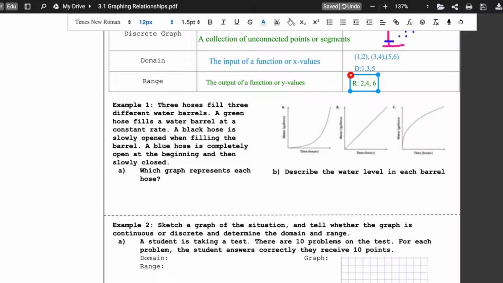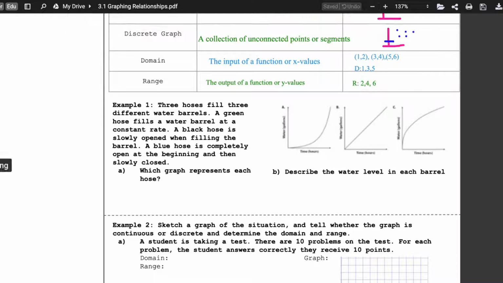So in this problem, we're just going to jump to an example. And we have 3 hoses that fill 3 different water barrels. A green hose fills a water barrel at a constant rate, and a black hose is slowly opened when filling the barrel. A blue hose is completely open at the beginning and then slowly closed. We want to know which graph represents each hose. So looking at this, I'm just going to go ahead and highlight the stuff for the blue graph. Where's that highlighted? There we go.